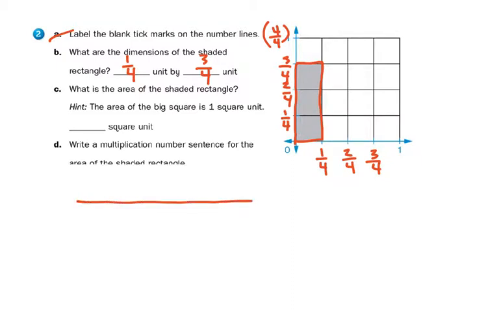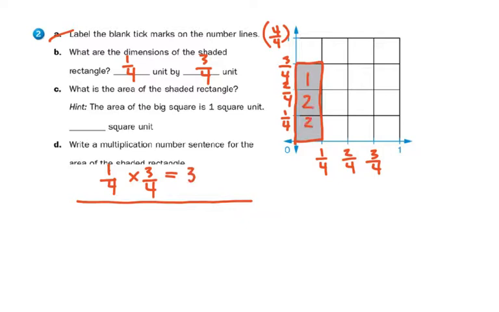Well, in order to figure that out, I have to multiply. So I'm actually going to skip down to D for just a minute. It says, write a multiplication number sentence for the area of the shaded rectangle. Well, remember, it's 1/4 times 3/4, or what we would say 1/4 of 3/4. And now we just multiply. 1 times 3 is 3.